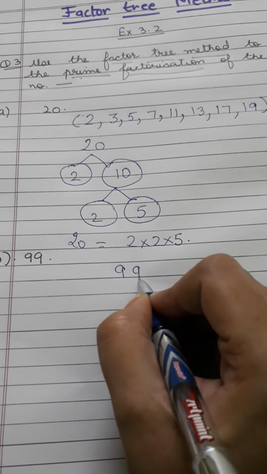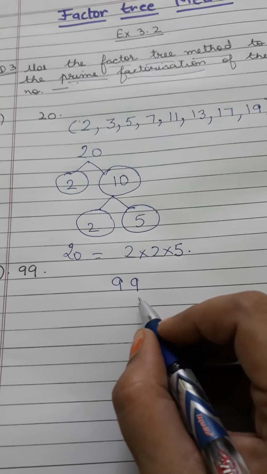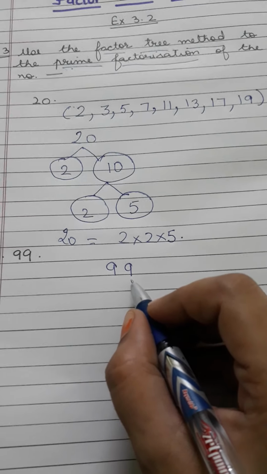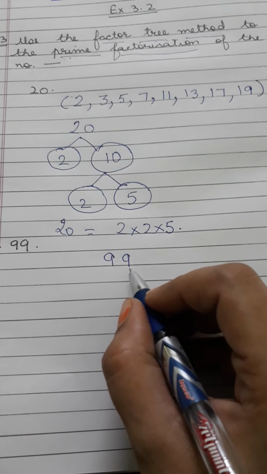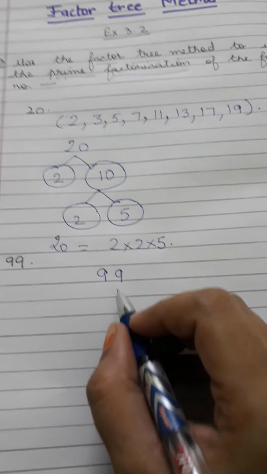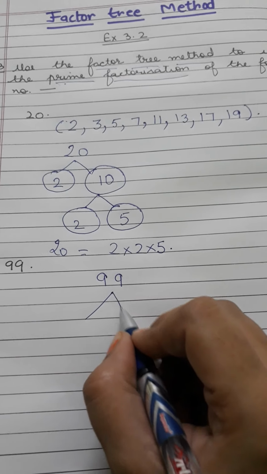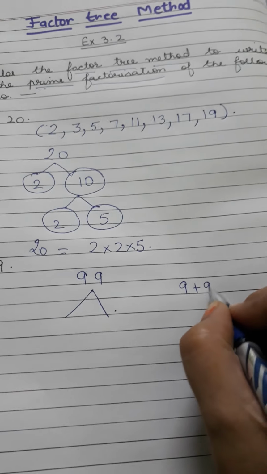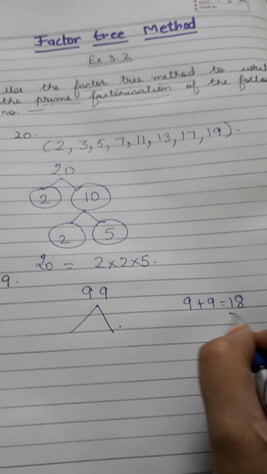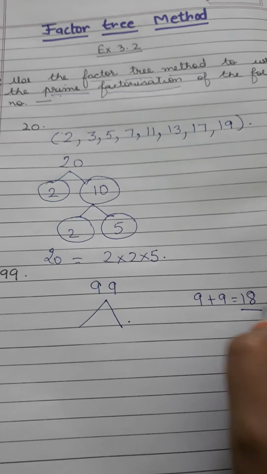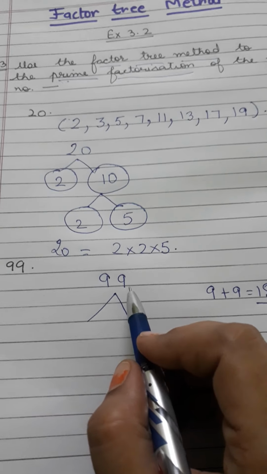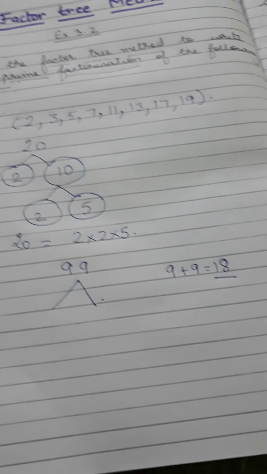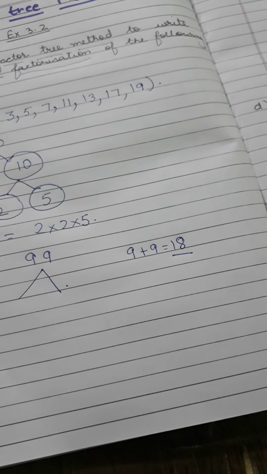Similarly for 99, as you can see that the last number is 9. It means it will not be divisible by 2. So we can check its divisibility by 3. So we will add the digits. 9 plus 9 is 18. 18 comes in the table of 3. So it means 99 will also be divisible by 3.